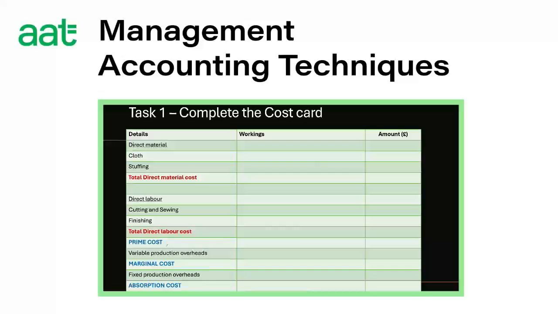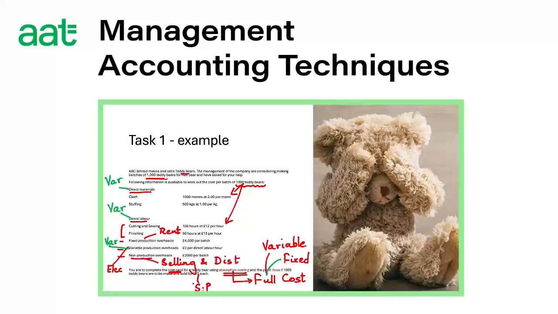Now sometimes they'll give you only part of this, as in they'll ask you to work out the prime cost, and then in task 1 part B, working out the marginal cost will be the second part of the question, working out the absorption cost will be the third part of the question. So all these will add up to give you whatever 7, 8, 9, 10, maybe 12 marks for part B of that question. So going back to this example, we're starting with direct material, the cost of the cloth.